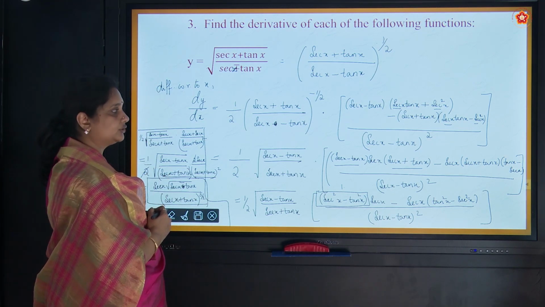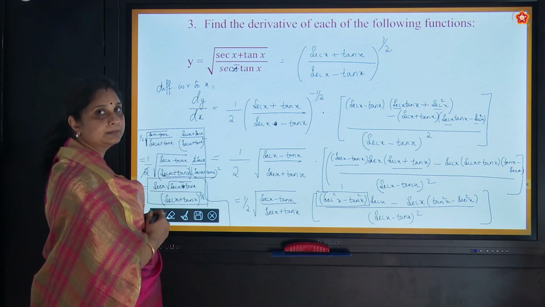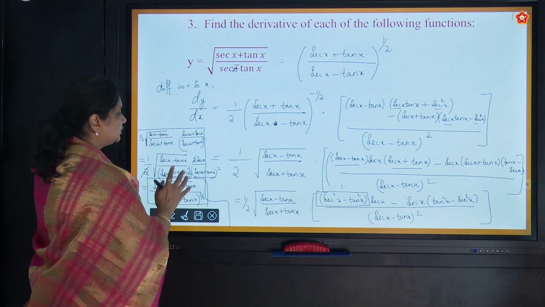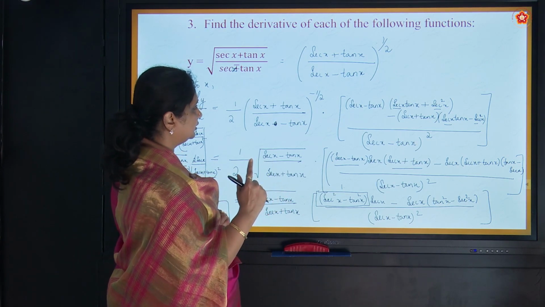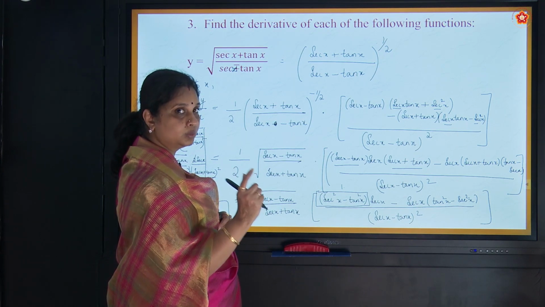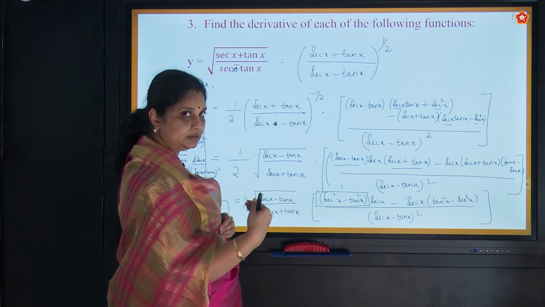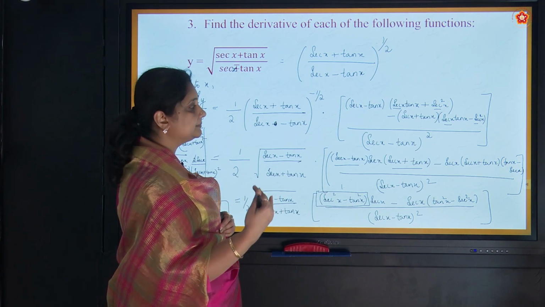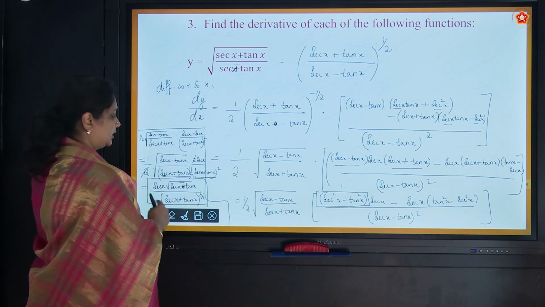Go through the solution once again for your easy understanding. So we've just done it step by step. First we differentiated using the power rule. Then we differentiated using the u by v rule. Then we simplified and wrote it in the most simplified form.